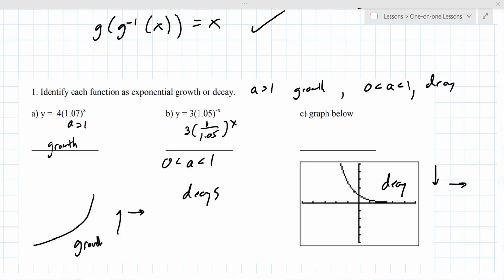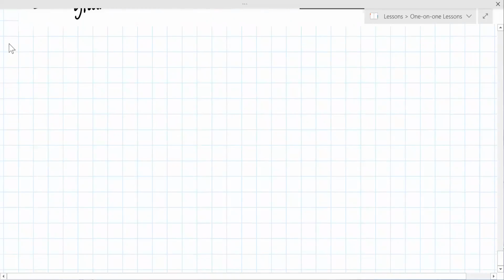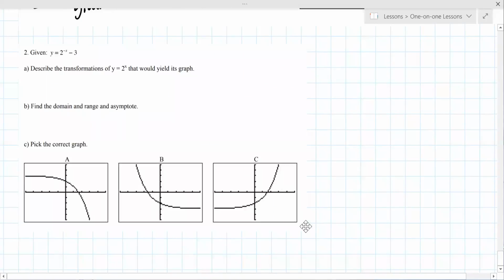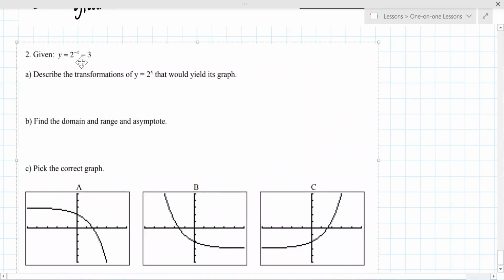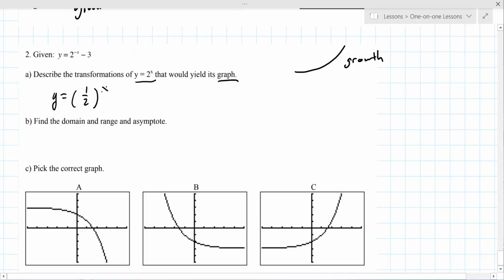All right, number 2. Given this graph, 2 to the minus x, minus 3 would yield its graph. So let's start with y equals 2 to the x. That is a growth function. We just mentioned this before. This negative really goes with the exponent. This is 1 over 2 to the power of x, minus 3. So this number is now between 0 and 1, so this is actually a decay. It doesn't ask for that, but that's just another example.